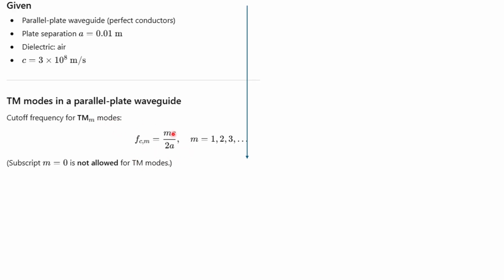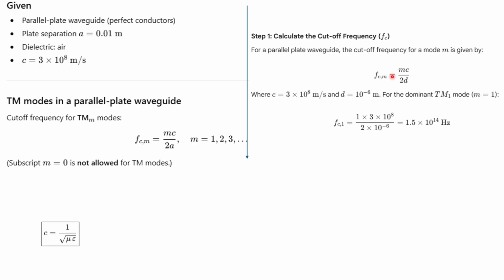10, 20, 30 like that. So these m equal to 2, 3 are all related to the higher order modes of your transverse magnetic mode. So for the time being we are going to use this formula mc by 2d, because we are considering only the fundamental mode. This is your speed of light. Okay, so use this formula to find out, right?